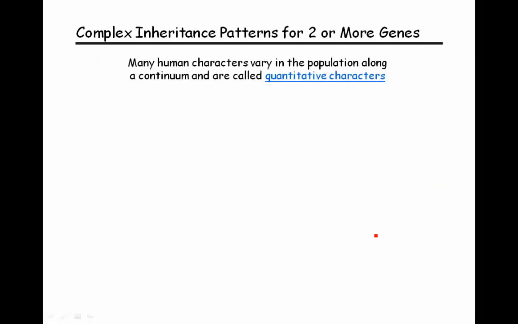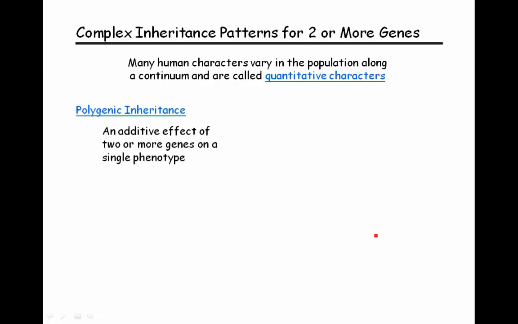Now, if you look around you, for many human appearances, there's not just two possibilities. So these vary in the population along what we call a continuum, and we call these quantitative characters. So for example, if we were talking about height, we can't just score people as being either 4 foot or 5 foot. They're not 4 foot or 6 foot. They can be any possible height. So that's what we mean along a continuum.